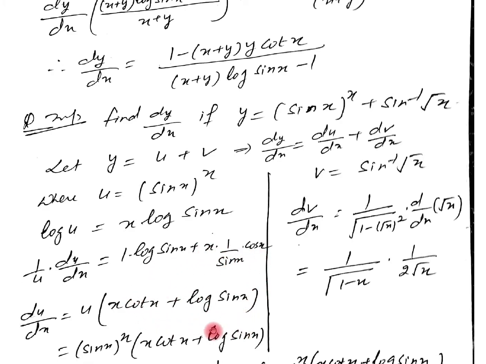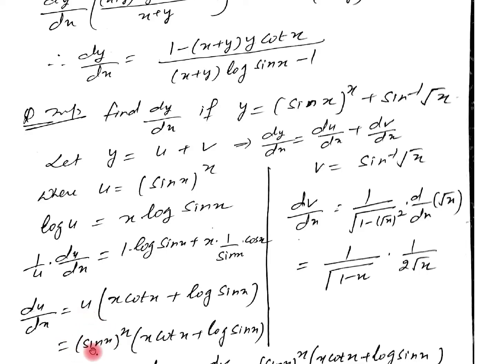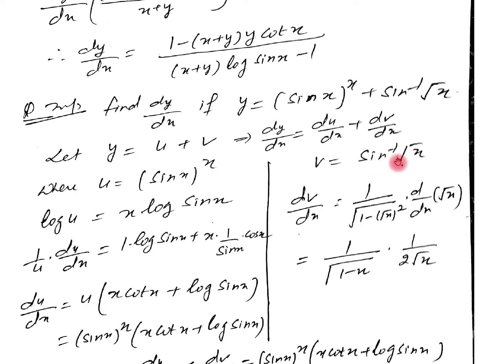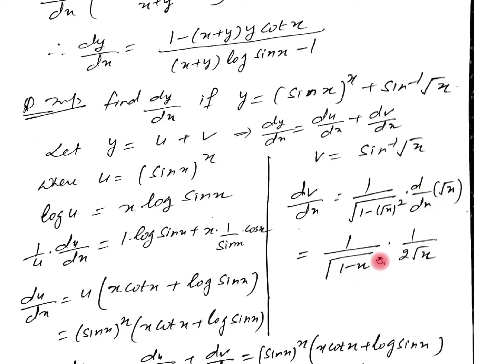I have arranged the terms here. Now putting the value of u here, du by dx is (sin x) whole power x into this term. Similarly, v is sin inverse under root x. We have to find out its derivative directly. We can find the derivative by using the chain rule and the derivative of inverse trigonometric function. Therefore, dv by dx is 1 upon under root 1 minus x square. Now our x is under root x. So 1 upon under root of 1 minus (under root x) square, into the derivative of under root x. So it is 1 upon under root 1 minus x into 1 upon 2 under root x.